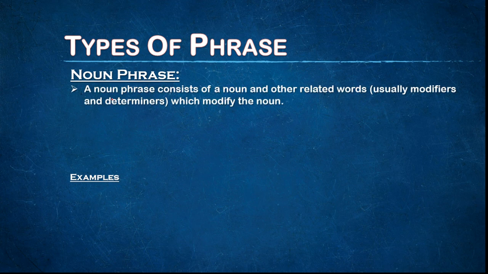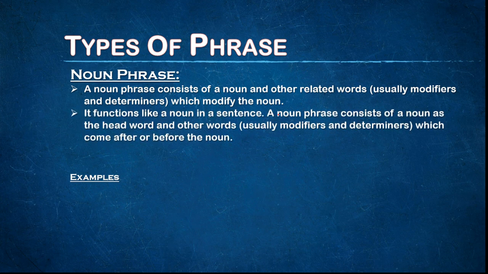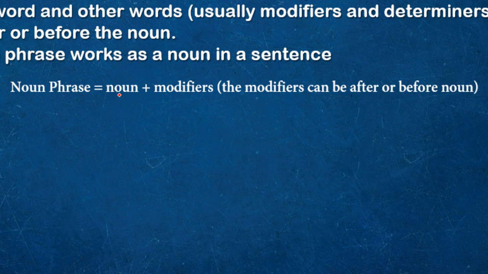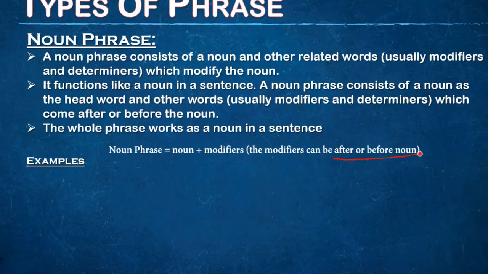Noun phrase. A noun phrase consists of a noun and other related words, that is usually modifiers and determiners, which modify the noun. It functions like a noun in a sentence. A noun phrase consists of a noun as the head word. In other words, that is usually modifiers and determiners, which come after or before the noun. The whole phrase works as a noun in a sentence, and the structure is noun plus modifier. But note that a modifier can be after or before the noun.